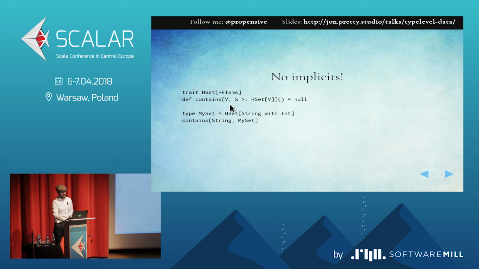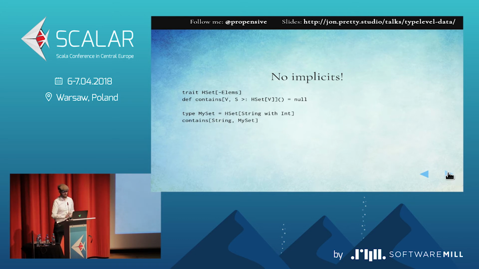We can write a contains method that will only allow you to call it with types that meet some conditions, such as the set being a superset of the set containing the value you want to check. So this will compile because String appears here, because HSet of String is a subtype of my set, which is the criterion that is there. So that's been met. If we had Symbol or Double there, that would not compile.